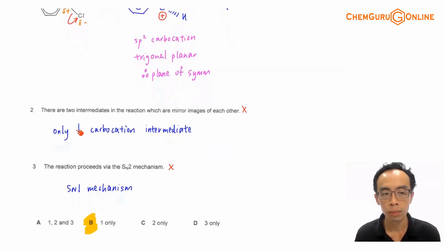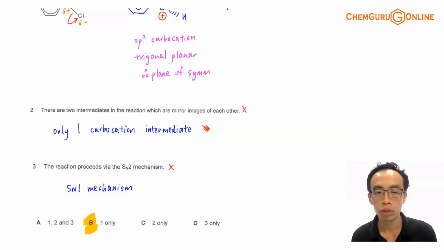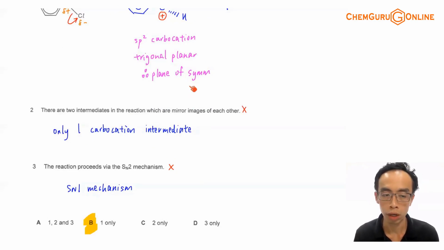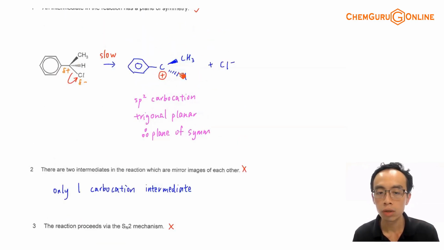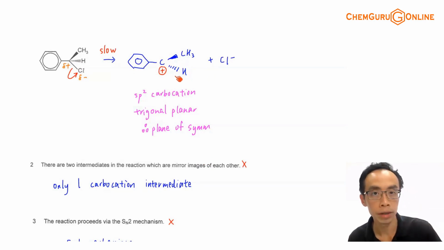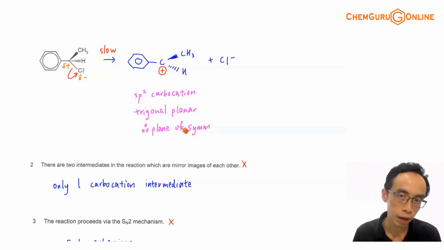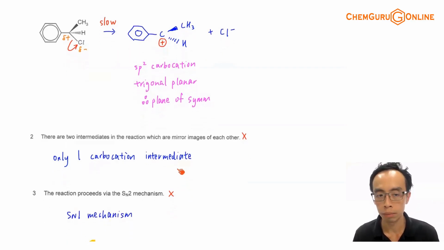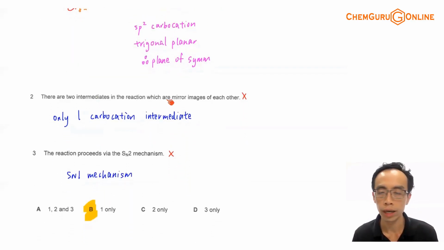Now how about statement number 2? Statement number 2, there are two intermediates in the reaction which are mirror images of each other. It is not true because there's only one intermediate. The reason why I'll have two products is because this carbocation can be attacked from two different ways to the same extent, and that's why we will end up with two different products. It is not because I have two different intermediates, but because I have the same intermediate that can be attacked in two different ways, which gives me two different products that are mirror images of each other. So if you're familiar with SN1 mechanism, then definitely we know that statement number 2 doesn't make sense. Statement number 2 is totally wrong.